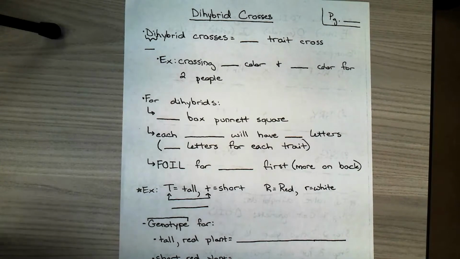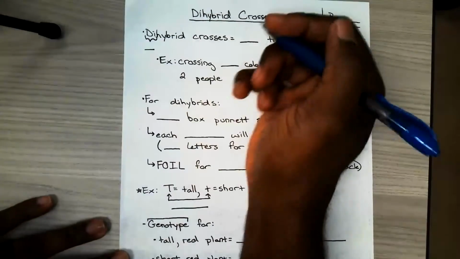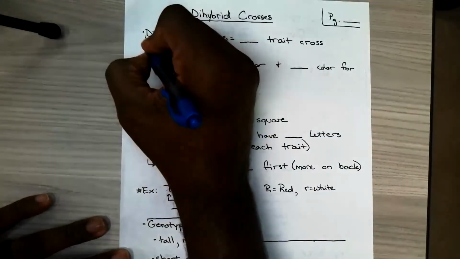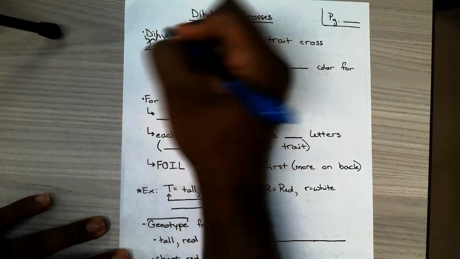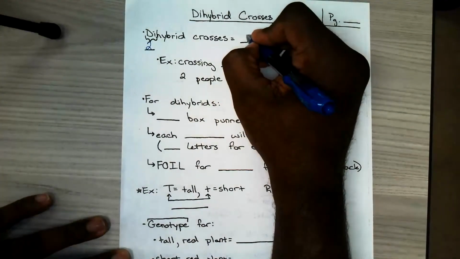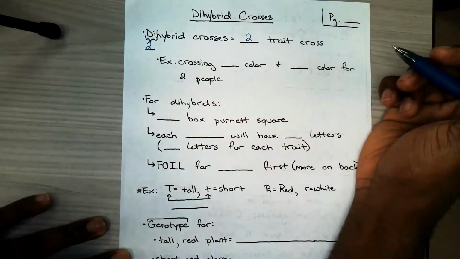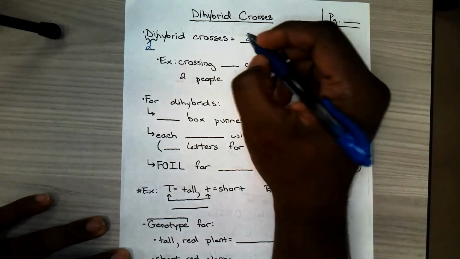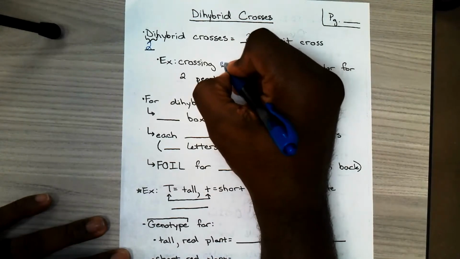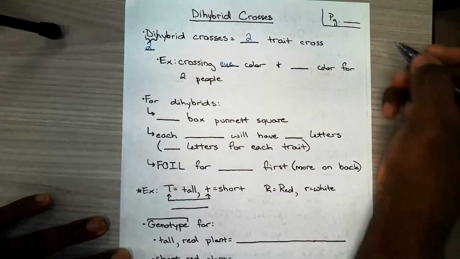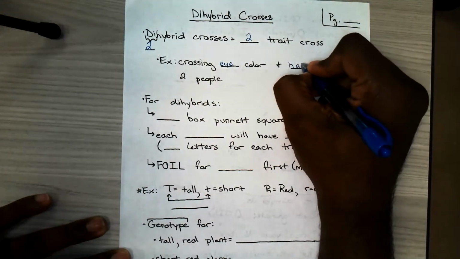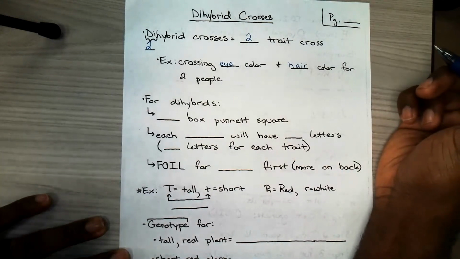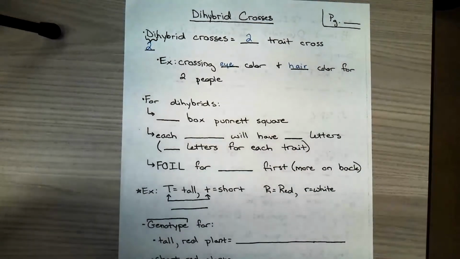By now we've already looked at monohybrid crosses, which was a cross for one trait. So today we're looking at dihybrid crosses, and dihybrid meaning two. So this is a two trait cross. So in our example today, we're looking at a cross between eye color and hair color for two people. So this is where it gets a little fun.